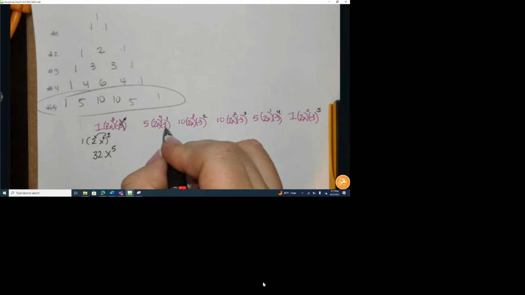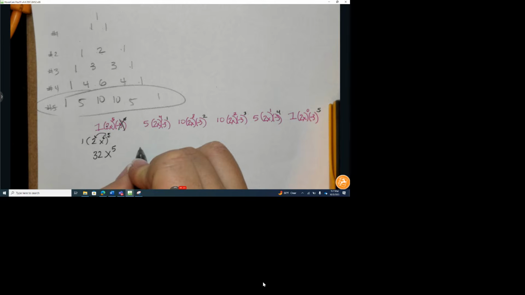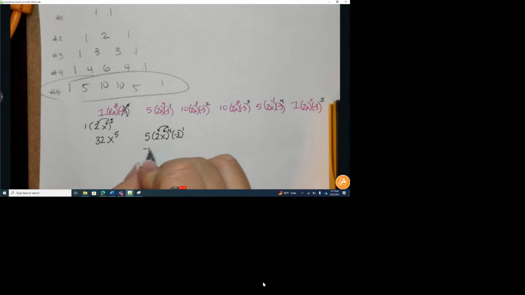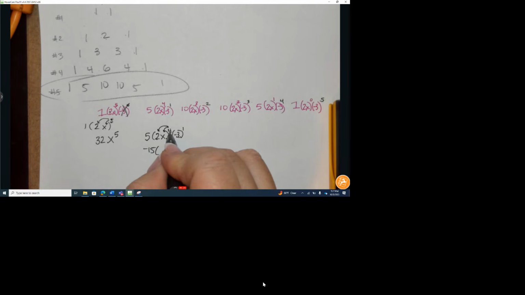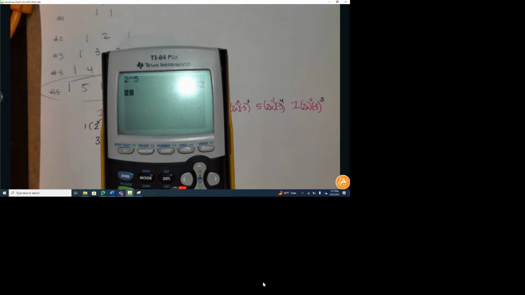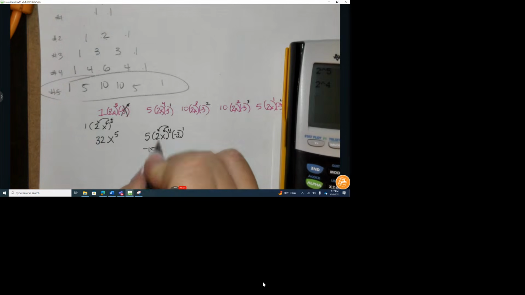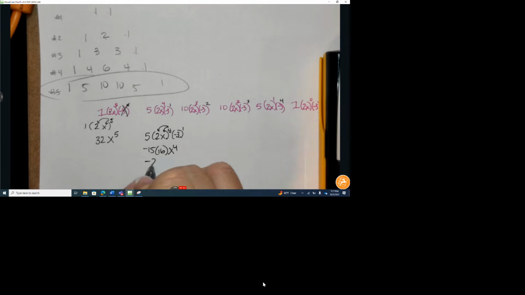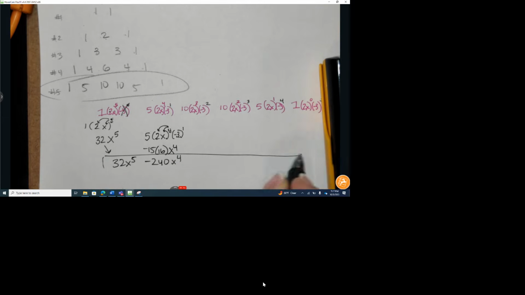Now let's go to this next part. So I have 5 times 2x to the 4th times negative 3 to the 1st. Okay, well, 5 times negative 3 is negative 15. And 2 to the 4th power should be 16. 2 to the 4th power is 16. And then I have x to the 4th. So negative 15 times 16 is negative 240. So this is negative 240 x to the 4th. I'm going to bring this down. This is 32x to the 5th. Okay, so these are my final answers.